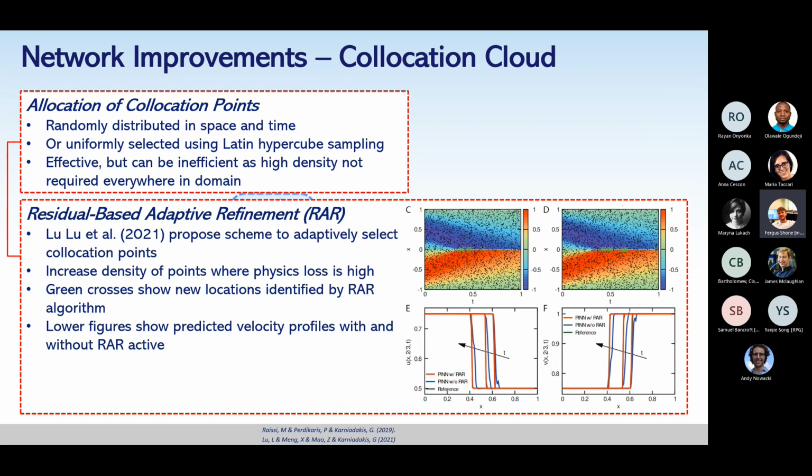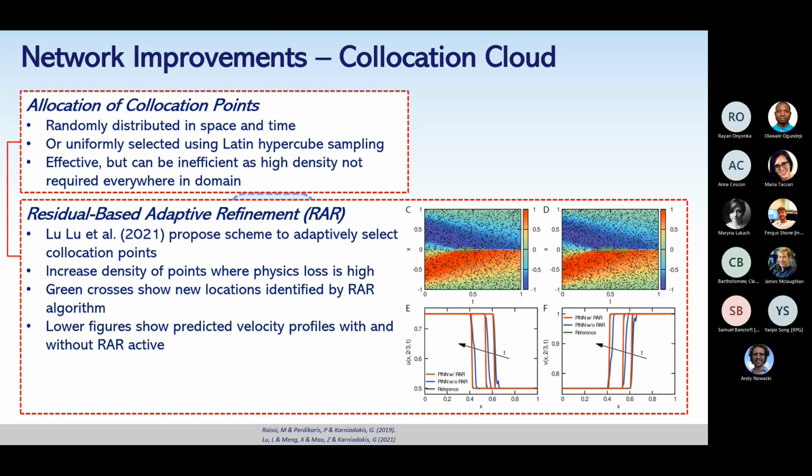Lu's paper that came out in 2021 proposed a scheme called residual-based adaptive refinement. Essentially, every fixed interval of however many, 50 or 100, training iterations, they evaluate the physics loss distribution across the domain, and for regions where you have a really high physics loss, they increase the density of points in those locations.